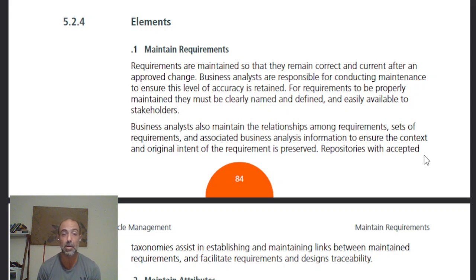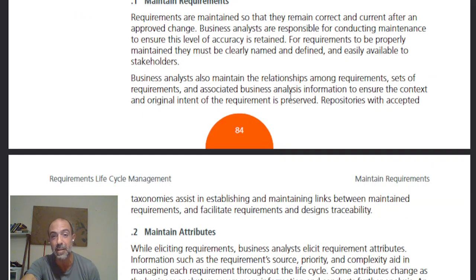Repositories with accepted taxonomies assist, and here I remember in the previous video, the relationships thing came to me. I don't know if it was a deeper insight from my perspective or something that required a bit more energy. But when we're considering a relationship, especially when it comes to the requirements, because they're all connected together, any change we do is going to impact that connection, that relationship within them. And we are the dynamic that connects them. We are basically the flow.